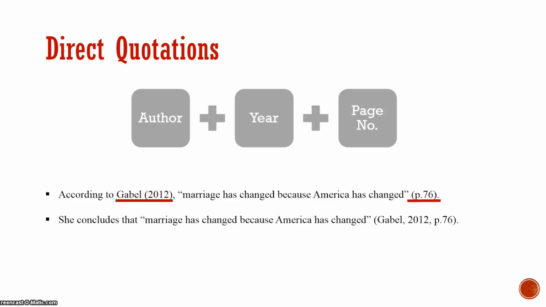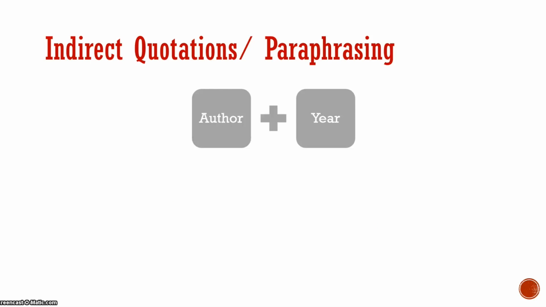In the second example, since the author's last name is not introduced in the signal phrase, you need to place the author's last name, the year of publication, and the page number at the end of the quotation. When you paraphrase the author's ideas, you only need to include the author and year of publication for the reference.